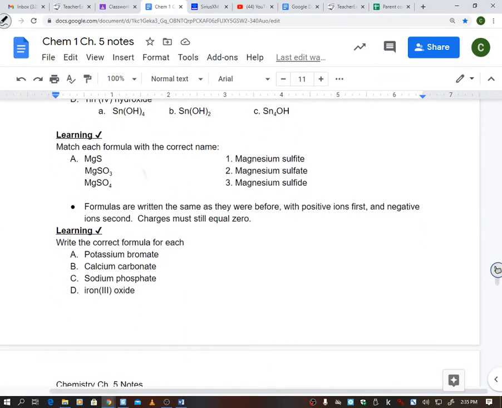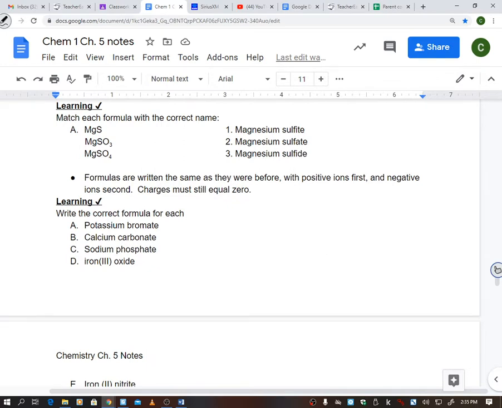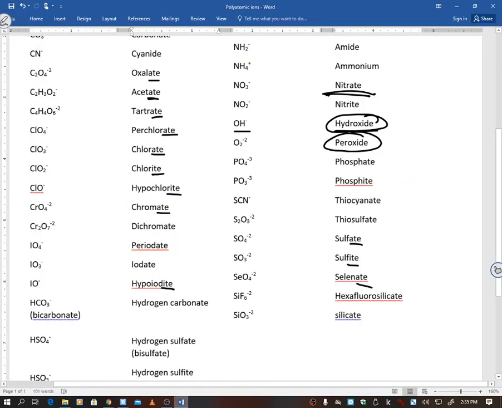All right. Let's do the learning check. Match each formula with the correct name. So we have magnesium on all three of these, but then I have a sulfur, then I have SO3, and I have SO4. This right here is what we have been doing, what we did in section 2 and section 3. So I have magnesium and sulfur, so it's sulfide. I'm always going to end it with an IDE, right? So this one is number 3. Now SO3, I'm going to go back to the sheet, and I'm going to find SO3 right here. It is sulfite.